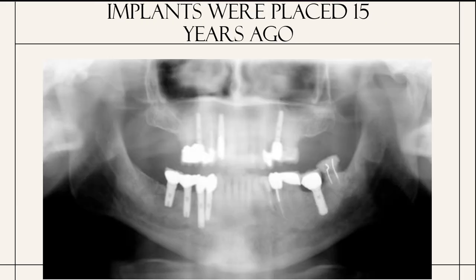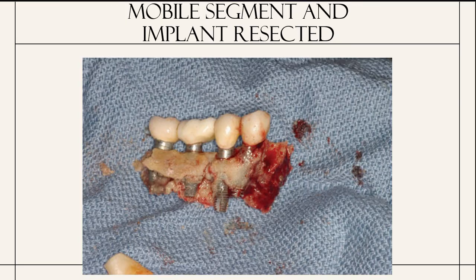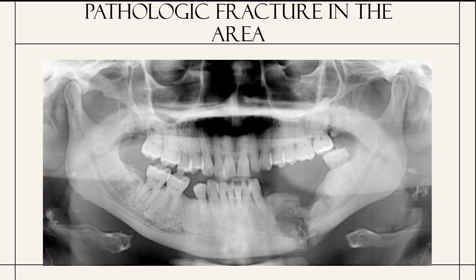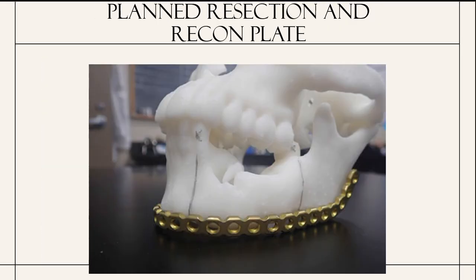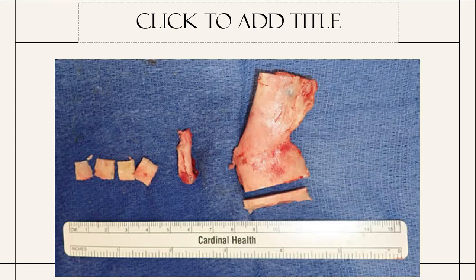Now here's a case: this patient had implants placed 15 years ago. The patient was treated with Zometa, and we have exposed bone, as we can see. The mobile segments and the implants were removed. Here we have MRONJ in the left side of the mandible with pathological fracture. Resection and recon plate with bone graft was placed for this patient.